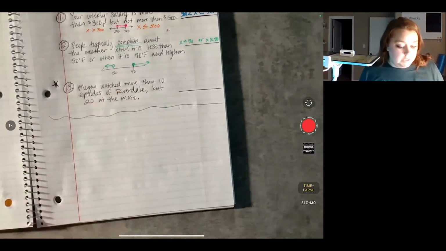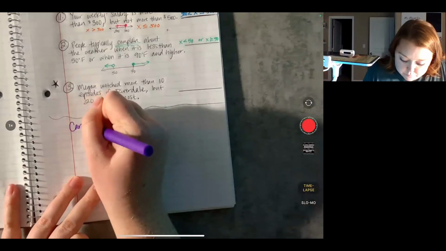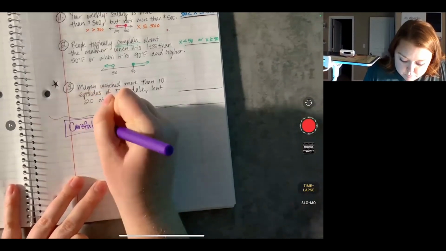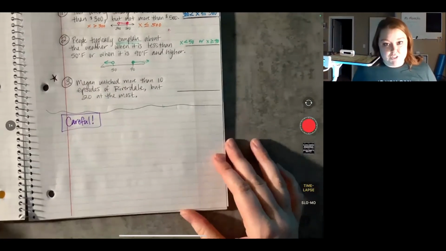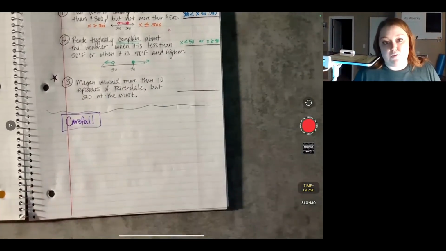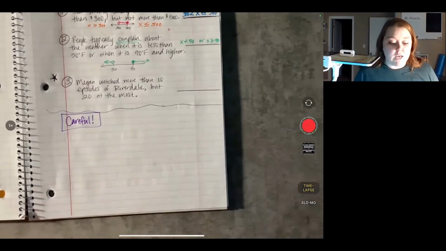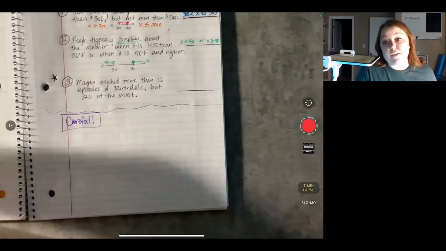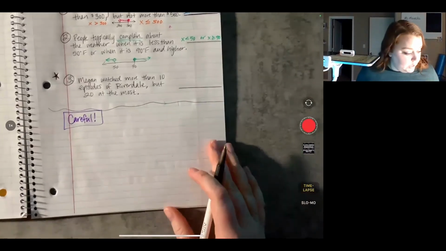The last little piece of this, I'm literally just going to write the word careful. These we're going to get into if it's possible to have no solution and infinite solution when we solve compound inequalities. Yeah, it's possible. It doesn't happen a lot, but it's possible.